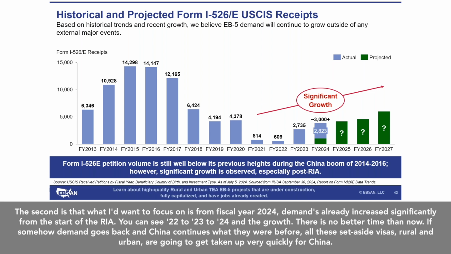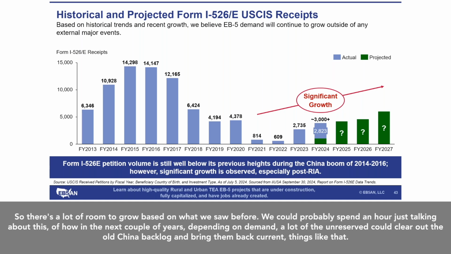The second is that what I'd want to focus on is from fiscal year 2024, demand's already increased significantly from the start of the RIA. You can see 22 to 23 to 24 in the growth. There is no better time than now. If somehow demand goes back and China continues what they were before, all these set-aside visas, rural and urban, are going to get taken up very quickly for China. So there's a lot of room to grow based on what we saw before.